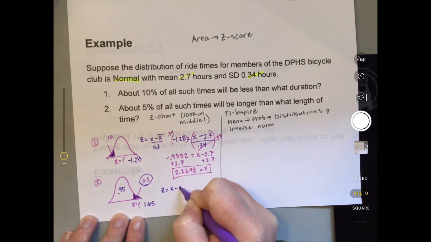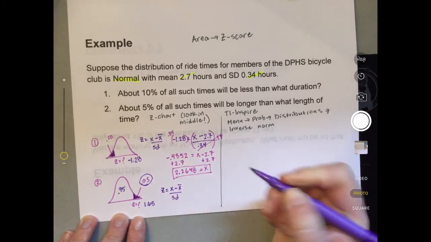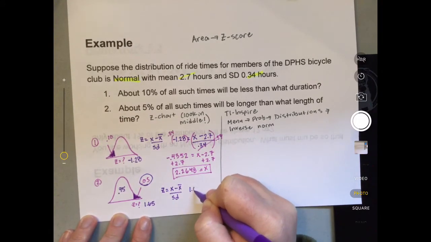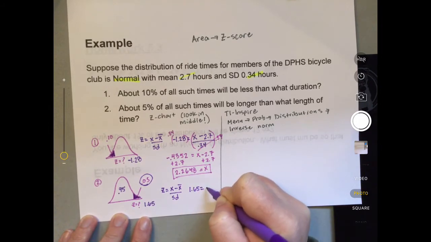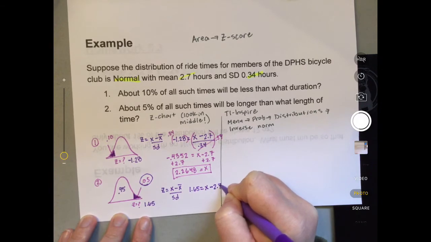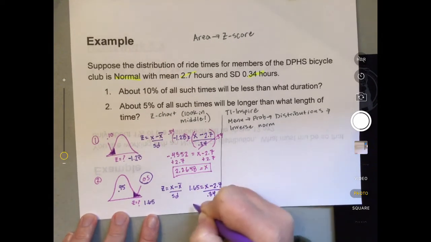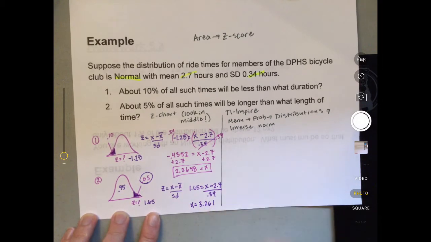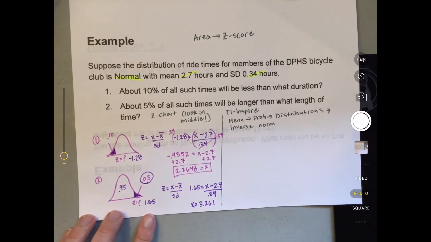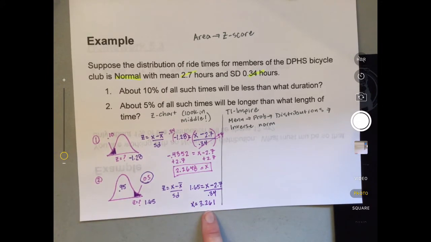X minus x bar divided by standard deviation. Our z-score is 1.65. That's going to equal x, what we're trying to find, minus the mean, which is 2.7, divided by the standard deviation, which is 0.34. If I use algebra here to solve this, I will get that x equals 3.261.